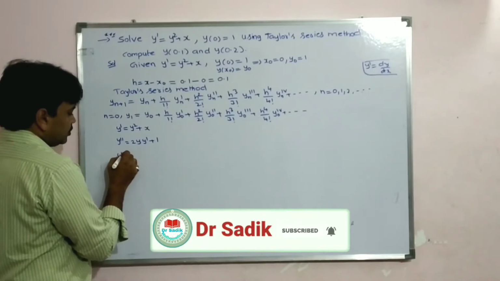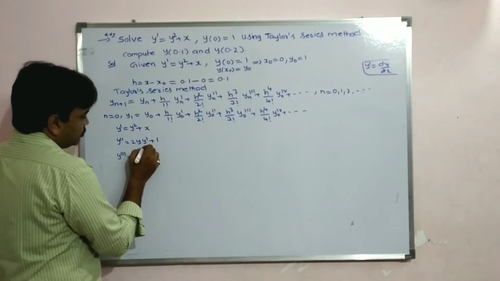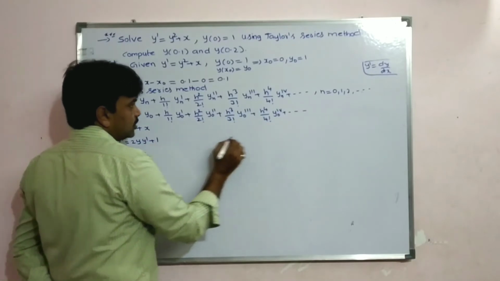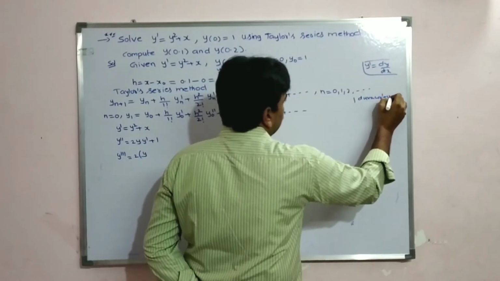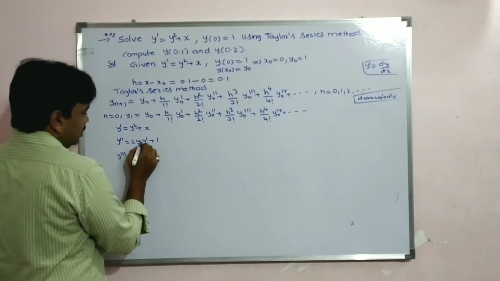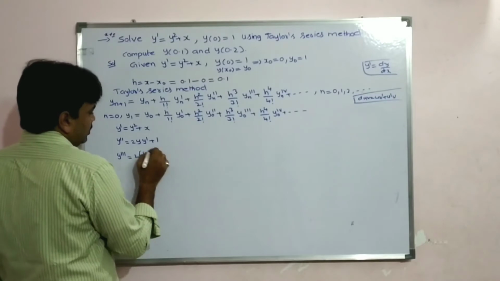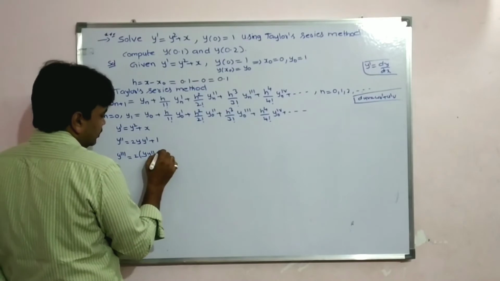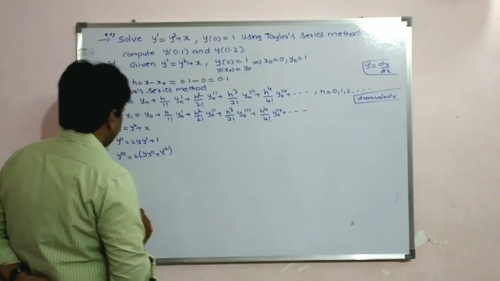So y triple dash, students, apply the UV rule here. What is the UV rule, students? The derivative of UV is UV dash plus U dash V. So 2y into the derivative of y dash, that is y double dash, plus the derivative of y, that is y dash, into y dash is y dash square. The derivative of 1 is 0, students.